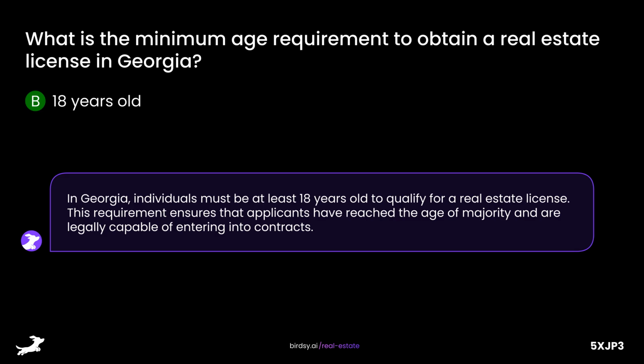In Georgia, individuals must be at least 18 years old to qualify for a real estate license. This requirement ensures that applicants have reached the age of majority and are legally capable of entering into contracts.